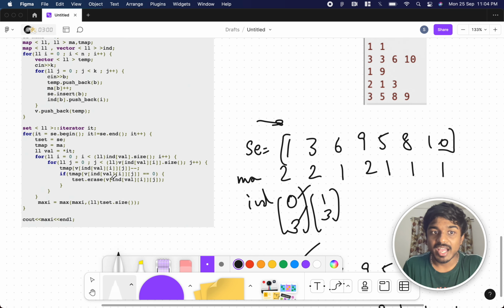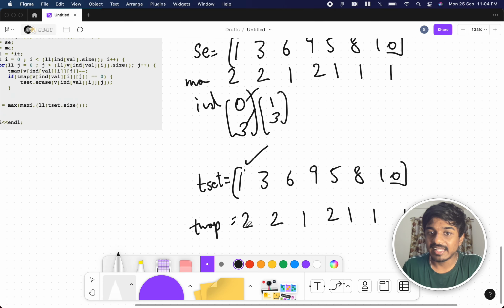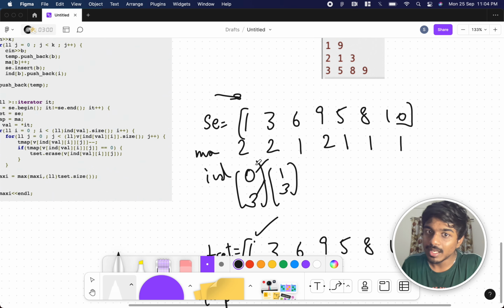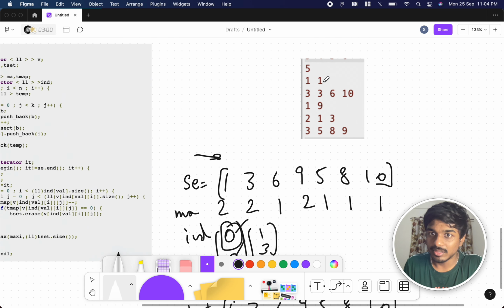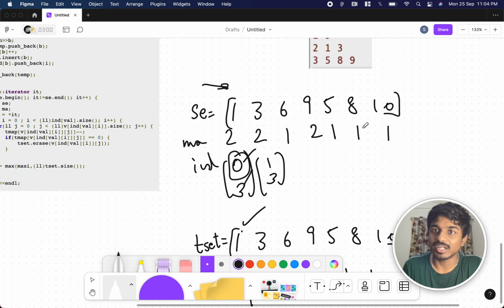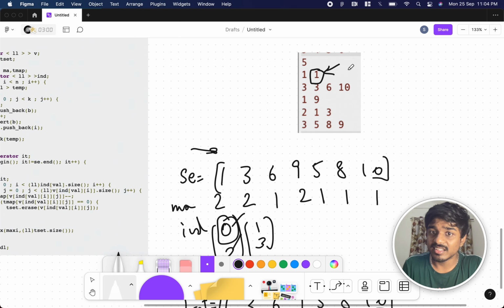What is my next step? I need to go to my map and reduce the count of all of these. That is, I go to this index, then go here and try to remove it. Remove it means what? I know number 1 is here. I need to reduce the count in the map, that is 1 comes here, and any other number, nothing is there.